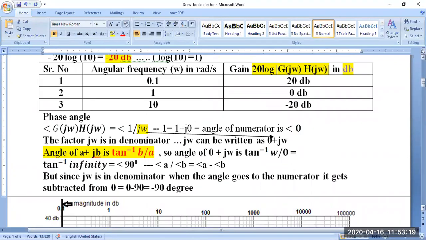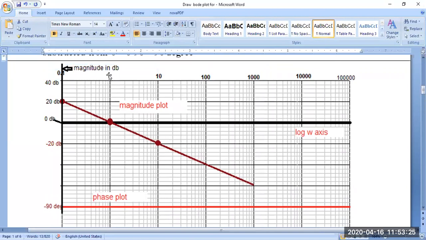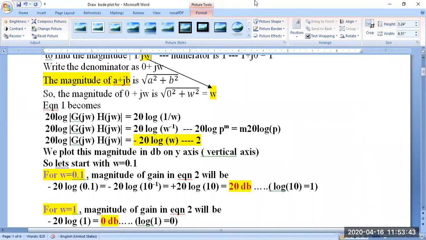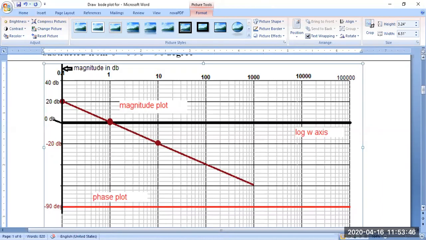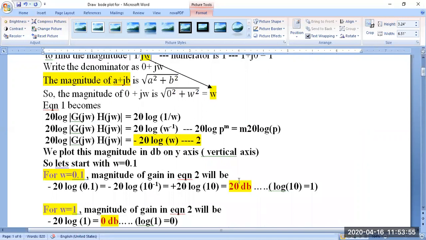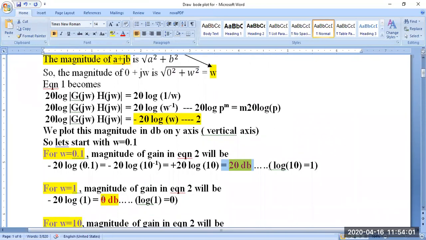In the plot, at omega equal to 1, the magnitude is 0 dB. So 20 dB to 0 dB is the change from 0.1 to 1, which is 1 decade. So this is a minus 20 dB per decade line. It is very important to understand that the magnitude is changing from 20 dB to 0 dB in 1 decade in this case. So at omega equal to 0.1, we have 20 dB. At omega equal to 1, we have 0 dB.